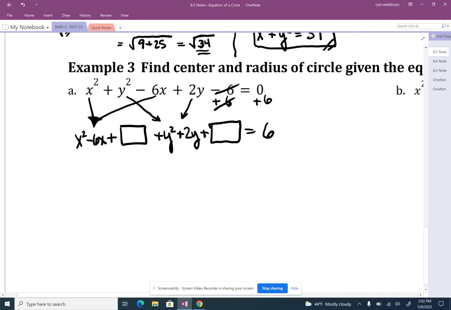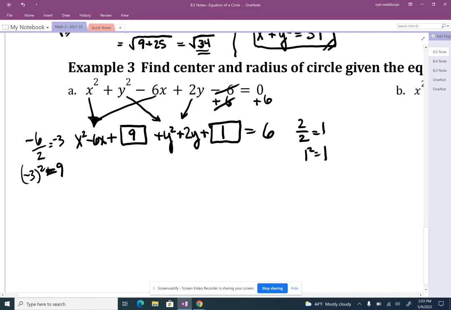And then I'm going to ask myself, what do I add? So half of minus 6 would be minus 3. And then I take minus 3 and I square it, and that's going to be equal to 9. So I'm going to add 9 here. We'll come back to that in just a second. But over here, I'm going to do the same thing with this 2. 2 divided by 2 equals 1. And then I'm going to take 1 and square it, and that gives me 1. So I'm going to add 1 here.